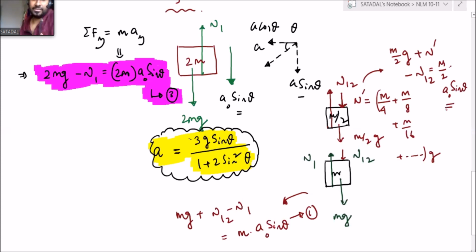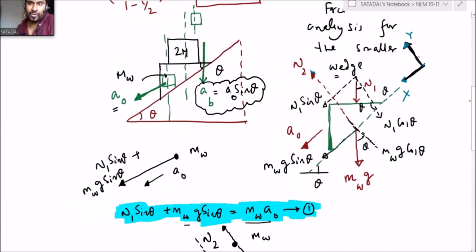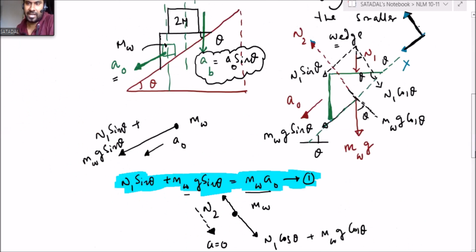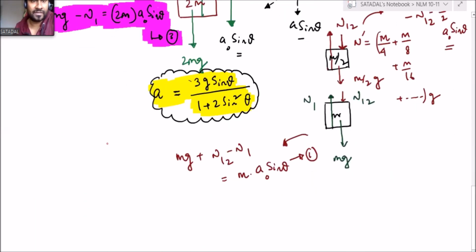a naught sin theta. Okay, this one is a little bit complicated, but the reason I did it is that if you practice this question a number of times, you will never get stuck in any wedge related question. This involves every single concept that we can have regarding wedge related questions. Okay, Puskar Baba, 5 times practice minimum.